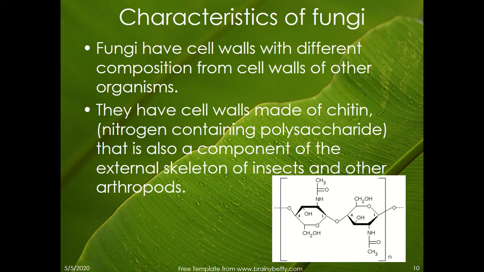Fungi do have a cell wall. However, the cell wall is different from the plant cell wall. The fungi cell wall is made up of chitin. The plant cell wall is made up of cellulose. Chitin is actually a component of the external skeleton of insects and other arthropods. That's why fungi are similar to plants and at the same time similar to animals. They have a cell wall just like a plant. However, the cell wall is made up of chitin, which is the component in arthropods or insects.